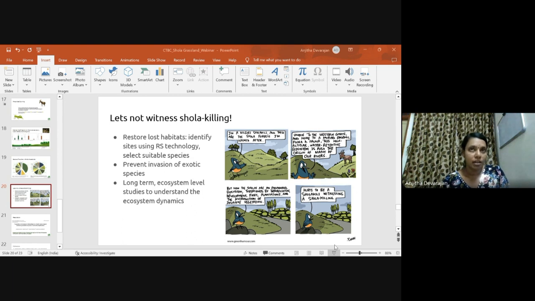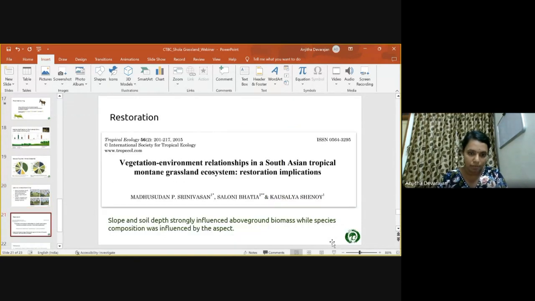For acacia, we can prevent the expansion by controlling the invasion. Maybe we can pluck out the new seedlings or saplings coming up, other than cutting down the bigger trees. So we have to adopt multiple strategies for multiple species to prevent their expansion into the grasslands, especially in protected areas, including Mukurthi also. And like we said, we need long-term ecosystem-level studies to understand the landscape in a much better way.